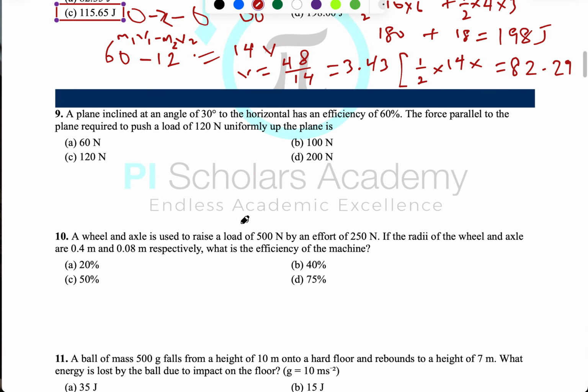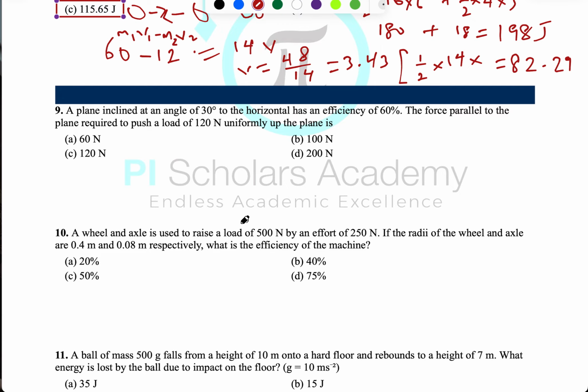Next one says a plane inclined at angle 30 degrees to the horizontal has an efficiency of 60%. The force parallel to the plane required to push a load of 120 Newton uniformly up the plane is going to be what? Now, we have been given the angle of inclination, we have been given the efficiency. So we're looking for the force that will be enough to pull this guy up. Now, one thing you know about efficiency is that efficiency is going to be mechanical advantage over VR times 100%. Or you can use work output over work input times 100%.